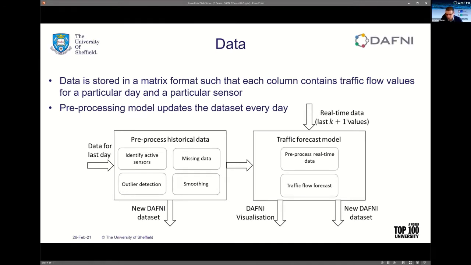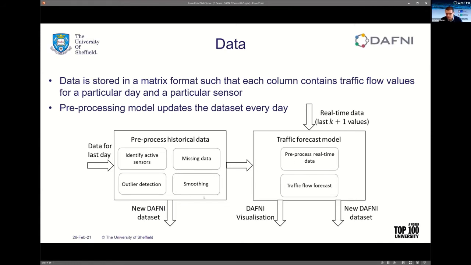Of course, the same processing that we did for the historical data is then repeated for these most recent data values, because we want to ensure consistency between the two types of data, and we want to process them in the same way later on.